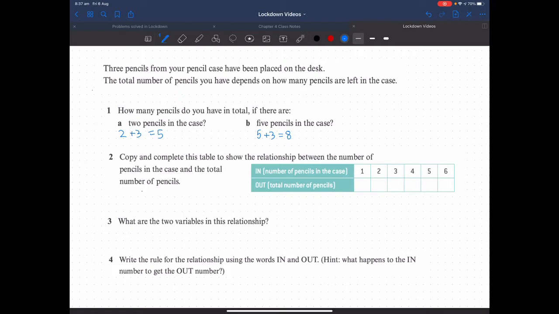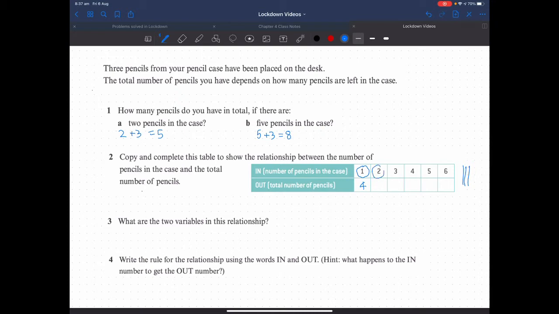The second part of this example says to us, copy and complete this table. So we have a table of values to show the relationship between the number of pencils in the case and the total number of pencils. Now we know always, as we were told in the question, there are 3 pencils on the desk. So if we have 1 pencil in the case, plus we have 3 outside on the desk, 1 plus 3 is 4.